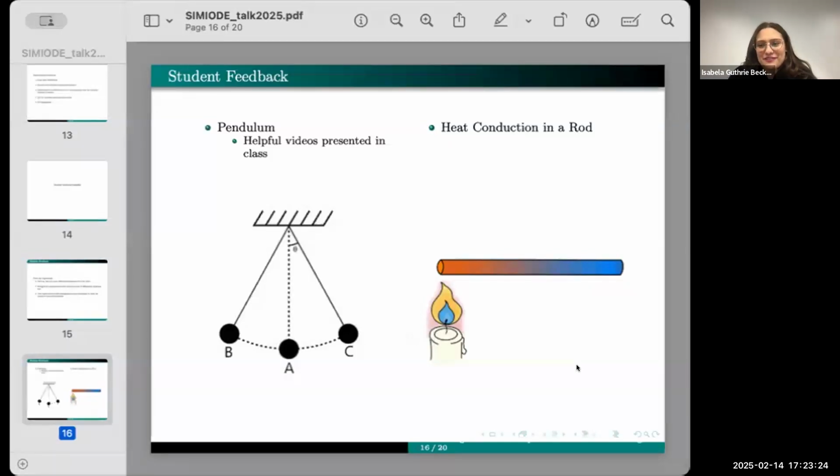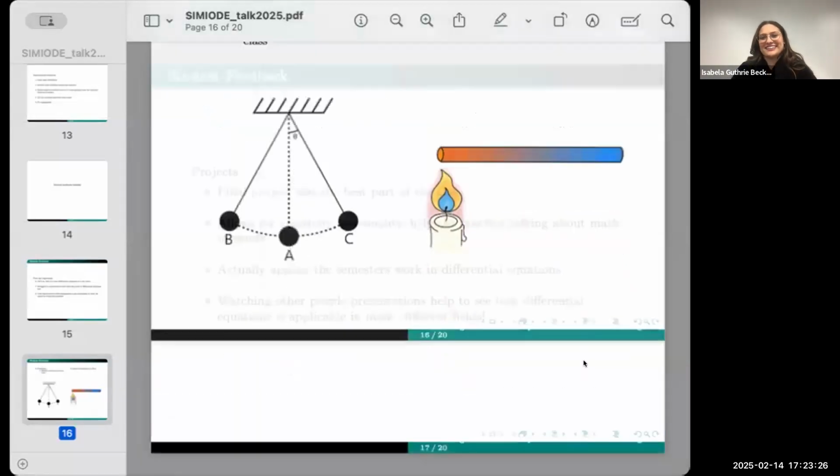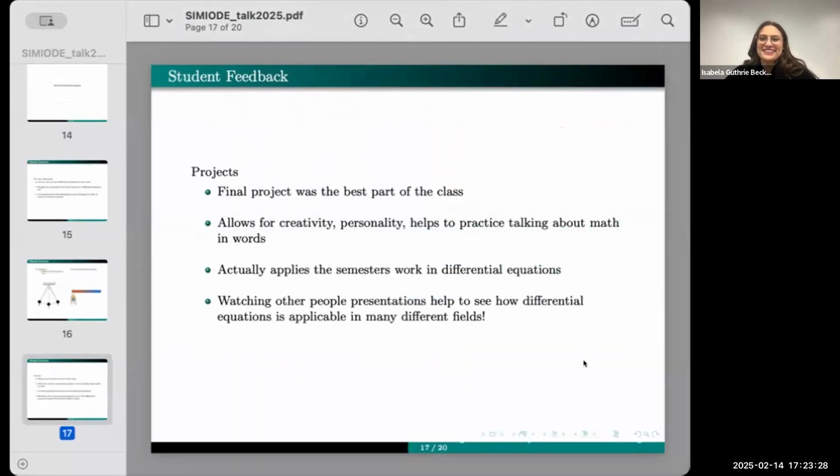But my favorite part is the final projects. I love the final projects. I think that they are so great. I think that they allow for creativity and your personality to show. Nobody likes taking a final exam at all. I wouldn't say that I even do. And so I really love that you get to present them.